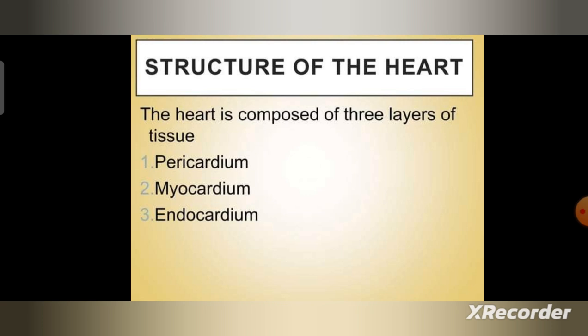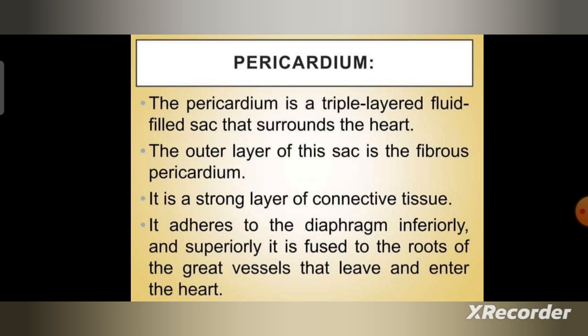So in this presentation, we'll talk about the three layers of the tissue. So first we'll talk about the pericardium. The pericardium is a triple layered fluid filled sac that surrounds the heart. The outer layer of the sac is the fibrous pericardium, which is the strongest layer of the connective tissue. It adheres to the diaphragm inferiorly and superiorly it is fused to the roots of the great vessels that leave and enter the heart.